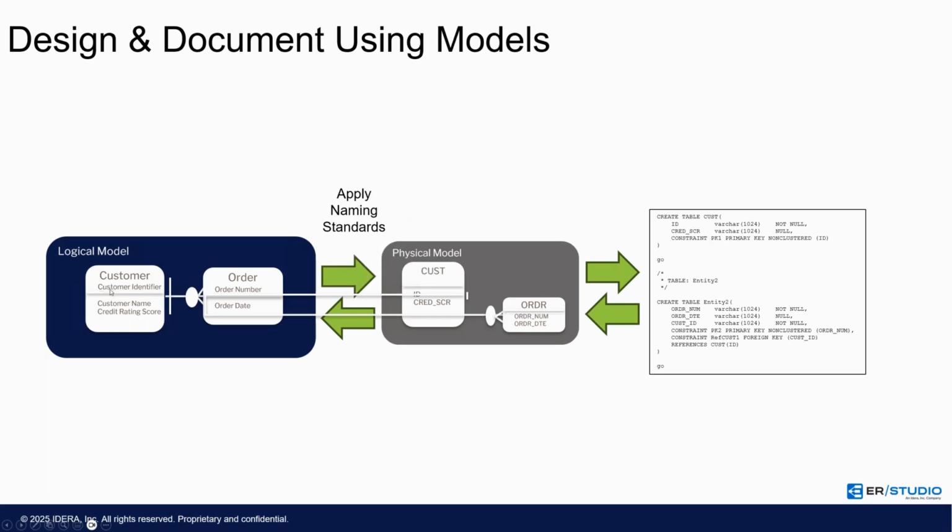Along the way, we'll apply naming standards. So a database probably won't allow you to create a column called customer space identifier. At least I've got to take away the spaces. So we can apply naming standards so we've got consistency across our names.